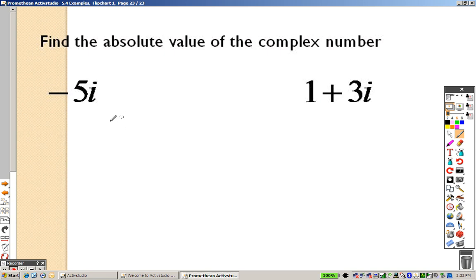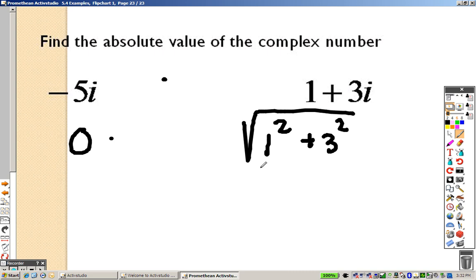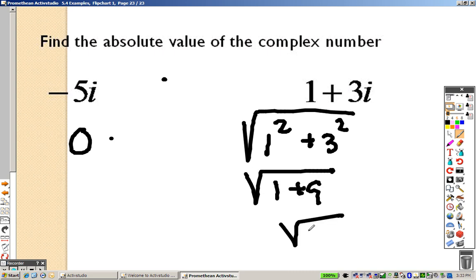Finding the absolute value of complex numbers. Basically, all you do is you take the number squared, so it might be easier to see this one. The number squared, then the number in front of the i squared. You add them together and square root it. So it's like saying 1 plus 9 or root 10.